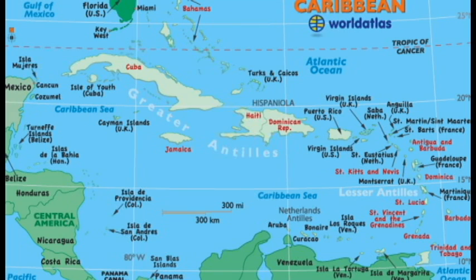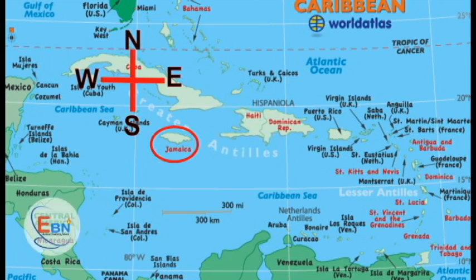Then, we need to find where the direction is to be taken from. In this case, it is from Cuba, because the question was asked, where is Jamaica located in relation to Cuba? Draw your compass at Cuba, then draw a line from Cuba to Jamaica. Read your compass. Your answer should be Jamaica is south of Cuba.